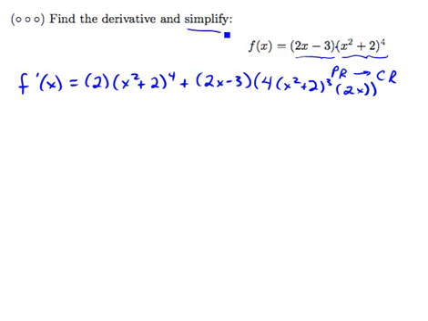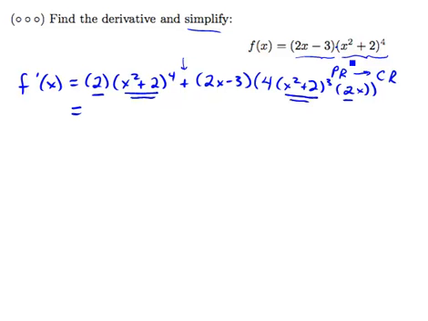We're then asked to simplify. We have found our derivative. We're going to simplify across this sum by factoring as much as we can to begin with. Looking across this sum, I see a 2 that can be factored out and some x squared plus 2's.